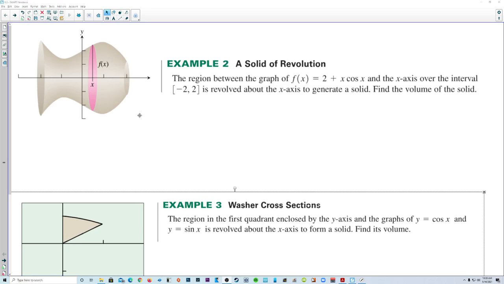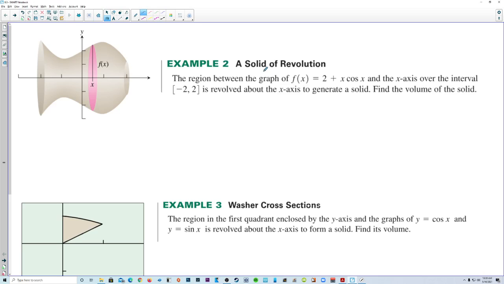All right, this is section 8.3, and I'm going to assume that you guys know how to do the integral. Let's just set all these up. The region between the graph of f of x equals 2 plus x cosine x and the x-axis over the interval negative 2 to 2 is revolved around the x-axis to generate a solid. So the curve goes from negative 2 to 2.